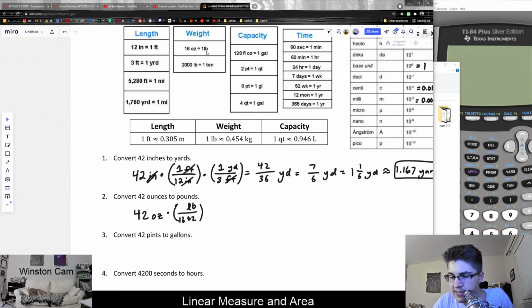So this actually is only going to take one conversion because after doing that first, the ounces will cancel and I will have my answer directly in pounds. So I'll have 42 over 16 pounds. And again, I could reduce by a factor of 2 here. That would give me 21 over 8 pounds. And I could convert this to a mixed number.